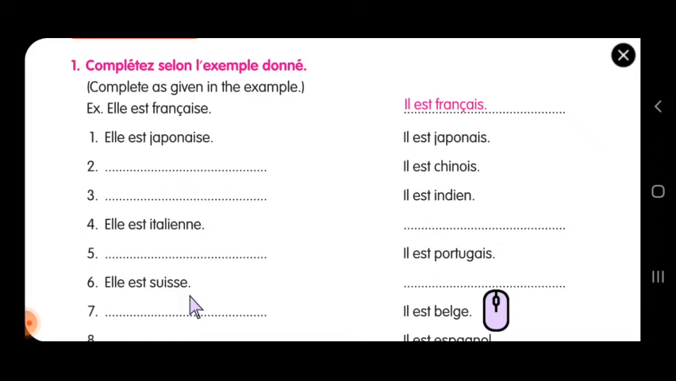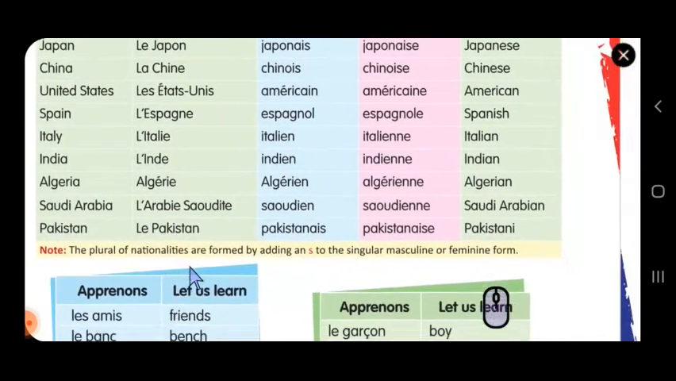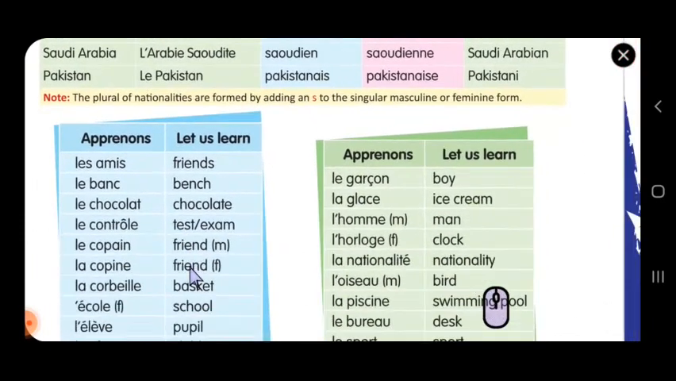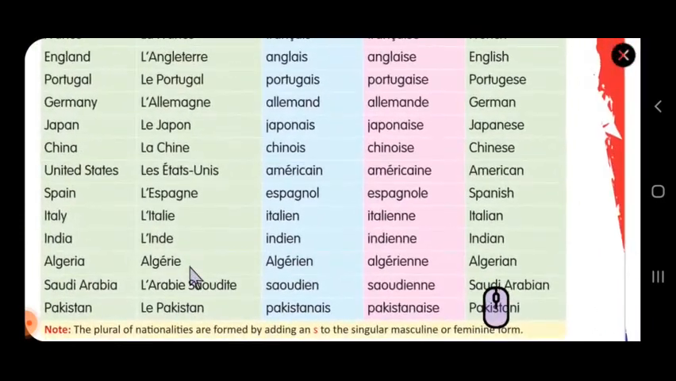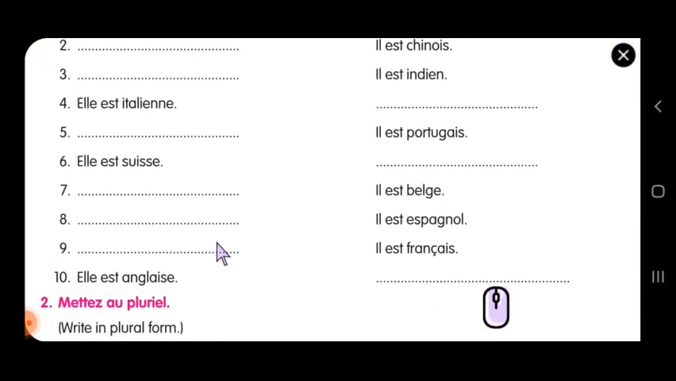So write it. And il est belge. So these two are exceptional. They will give the same spelling. I don't know if they have given it as a note. No, they have not given it. So for Suisse and Belge, there should not be any change either in the masculine or in the feminine. Okay, so il est suisse, il est belge, and here it should be elle est belge.